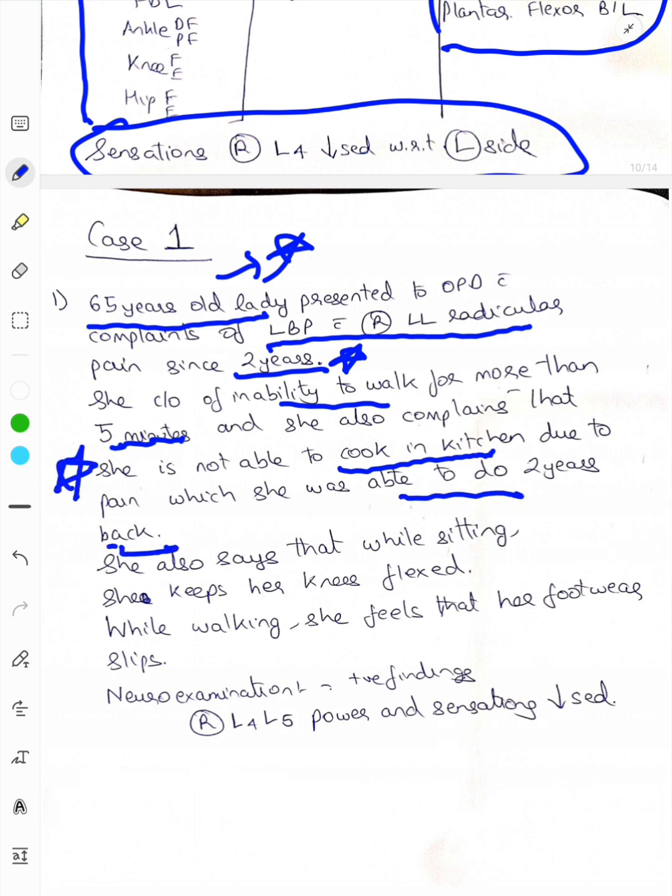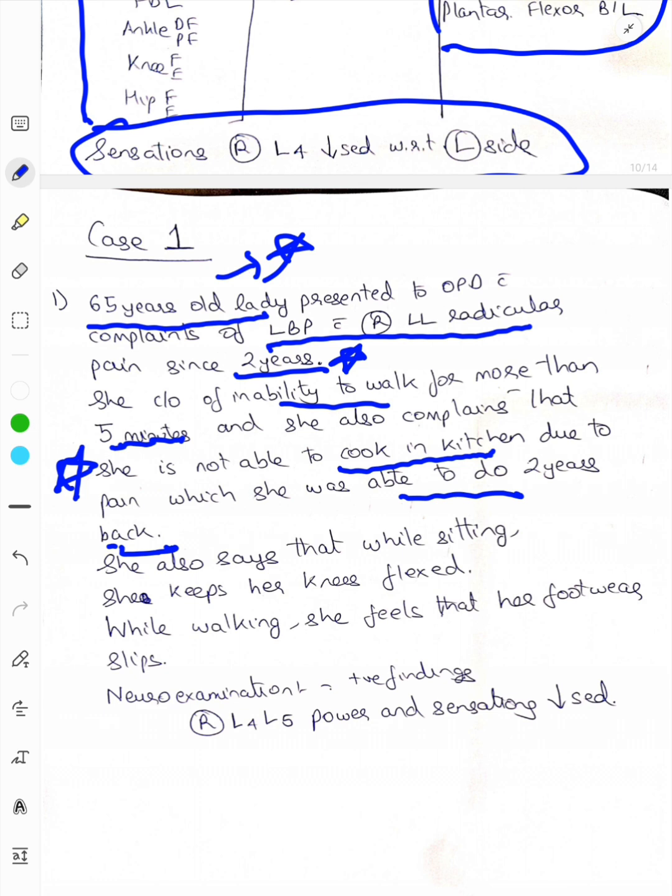This is very significant. She is unable to walk, she is unable to stand. What does it mean? The next question you ask is, what relieves the pain? She says that after sitting, the pain gets relieved. This is the classical picture of neuroclaudication.